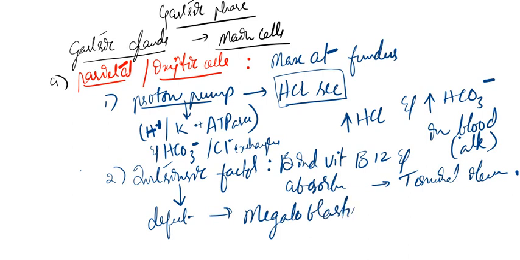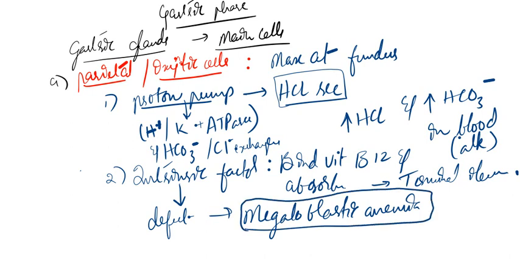Guys, please, that's why I am asking you to concentrate. No need to revise once again if you concentrate right now. So the defect in intrinsic factor leads to defect in vitamin B12 absorption, which leads to megaloblastic anemia. Now I am asking you the question: what are the main histopathological features of megaloblastic anemia? Please comment it down in the comment section.